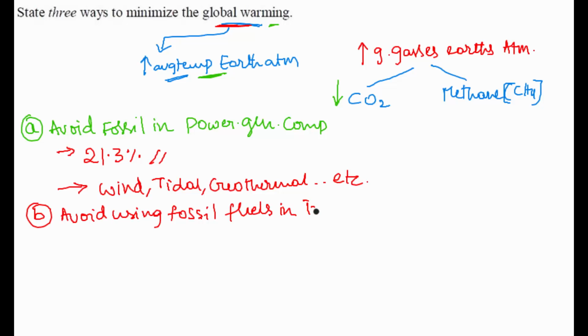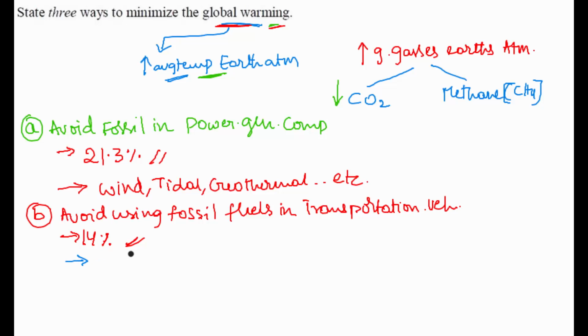in transportation vehicles. Now we know that we will be using mostly fossil fuels, right? Petroleum products like petrol, diesel, kerosene, etc. in transportation vehicles. This produces almost 14% of total greenhouse gases in the atmosphere. So if we reduce using these fossil fuels in transportation vehicles, we will be able to reduce carbon dioxide emissions to a larger extent, reducing the global warming.